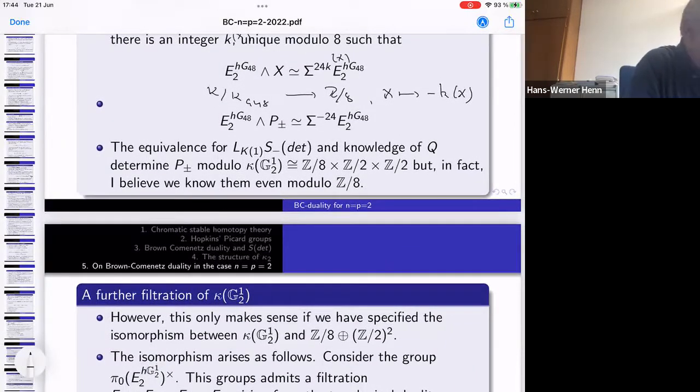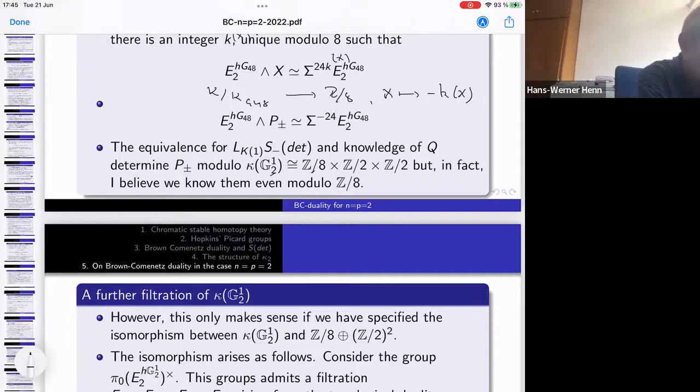Well, in fact, to say that we know this P plus minus modulo C mod 8 requires an explicit isomorphism between these two groups. There's no canonical isomorphism between these two groups. But I claim there is a canonical isomorphism, and that depends on a further filtration of kappa G21.